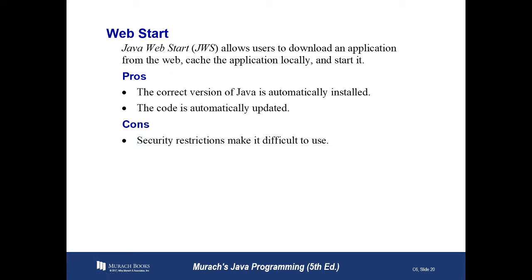Now another option for distribution is by running your application as a Java Web Start app. It would be placed on a website and users would be able to download the application from the web, cache it locally on their machine, and run it. So this is really nice because we can always make sure that the correct version of Java is installed. It happens automatically when they download. The code is automatically updated if we make a change because everybody's always running the latest version. Cons are there's a lot of security restrictions and it makes it really difficult to use, almost impossible.